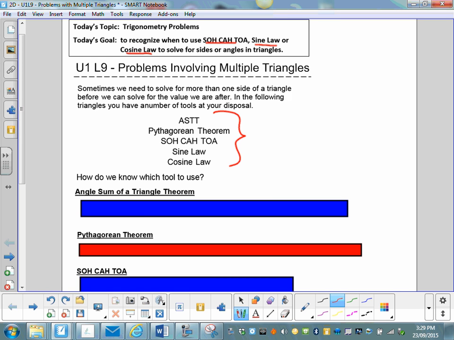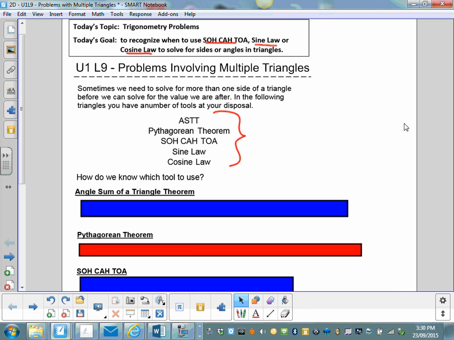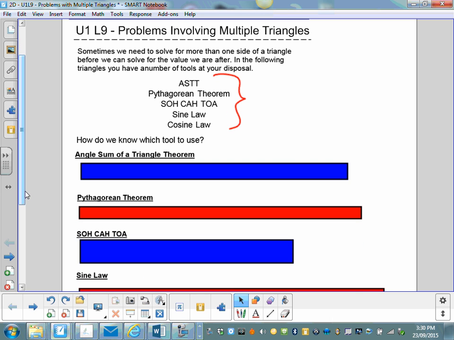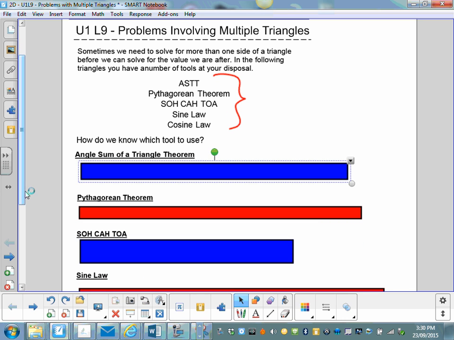And really it's important to know when we use each one of these tools. So we're going to run through each of these, and you can write down when we use each of these tools. And some of them are pretty obvious.